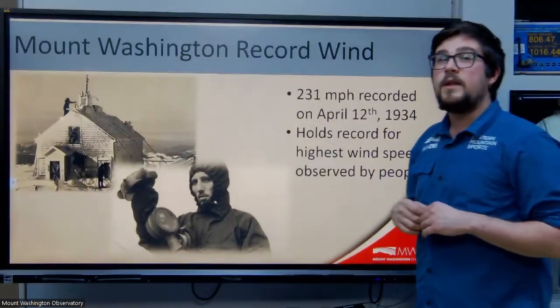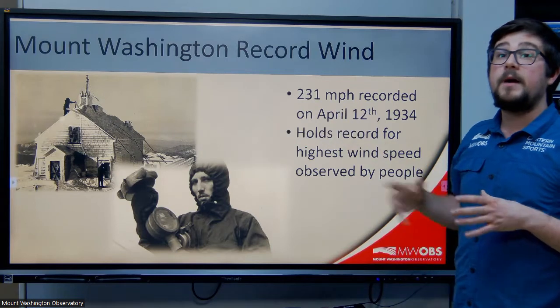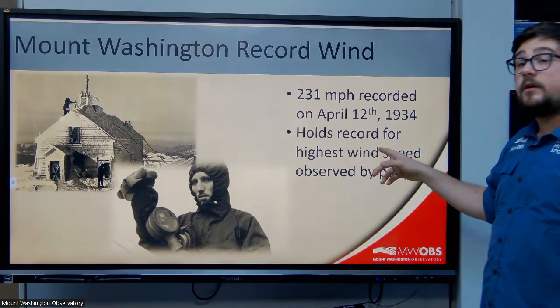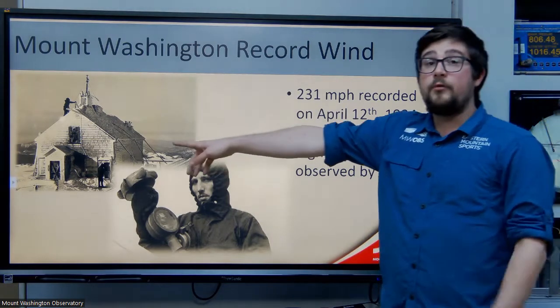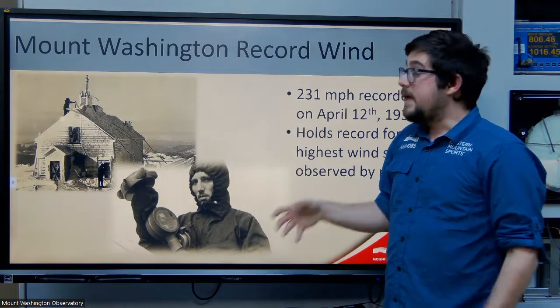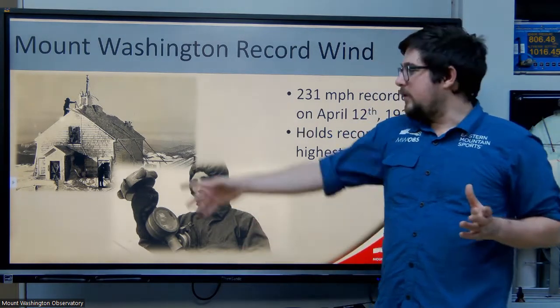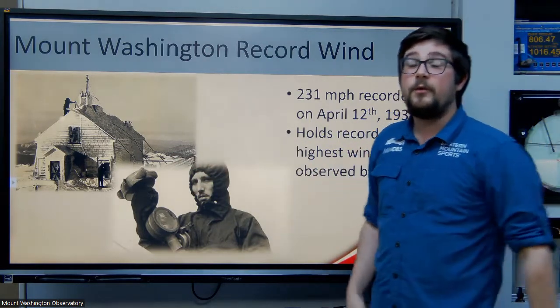Speaking of strong winds, on April 12th, 1934, we had a 231 mile per hour sustained wind recorded up here on the summit. This holds the record for the world's highest wind speed observed by people. We had 4 observers starting off the observatory in a much smaller building than I'm in right now, much smaller than the Sherman Adams building. I can only imagine the sounds that they heard in that building with just the chains holding the building down. It was an incredible day.